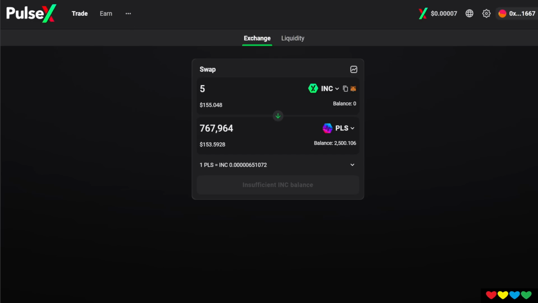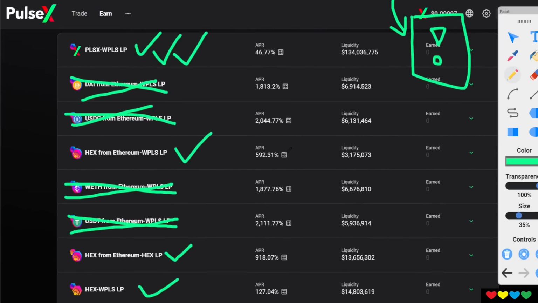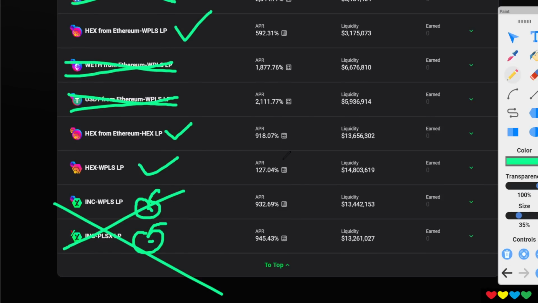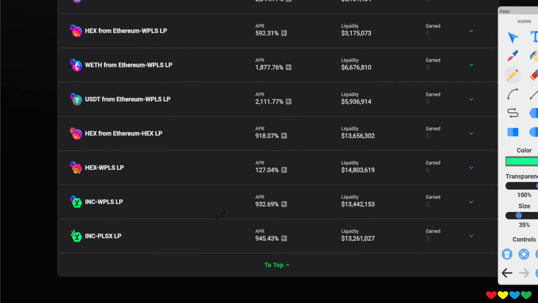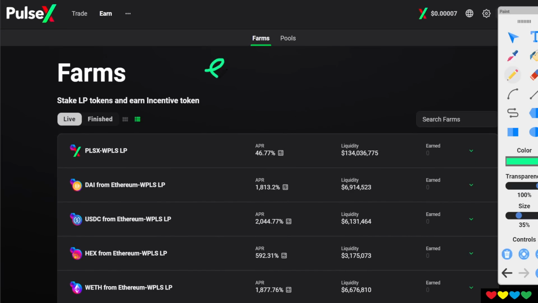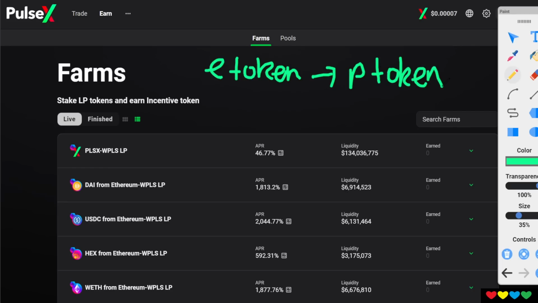But now you know what to do. You now see my tick of approval, okay? There are going to be more coins. Okay, there are going to be more coins. They're going to be the eToken to pToken coins. Okay, eToken to pToken. They are coming. They will be ultra dangerous, but man, they're going to be sexy and fun, friends.